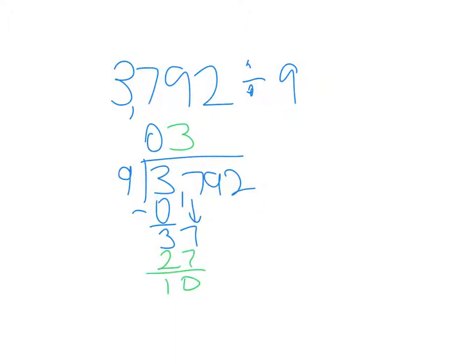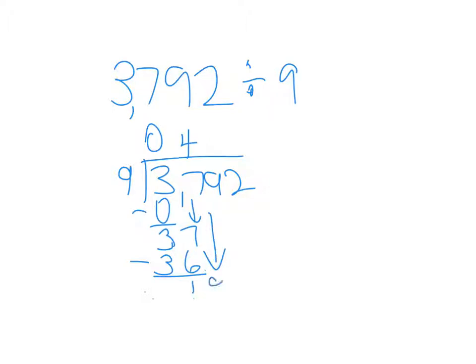The problem here is I could fit another 9 into that 10. So that means the number of 9s I fit in should be more than 3. So I should try 4 instead, which is what I'm going to do now. So 4 times 9 is 36. As I said before, subtract, and you're going to bring down the 1.